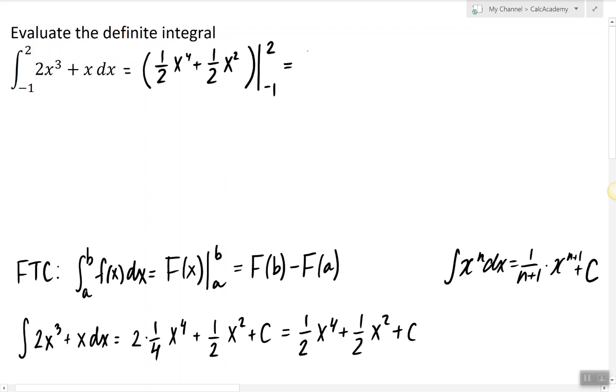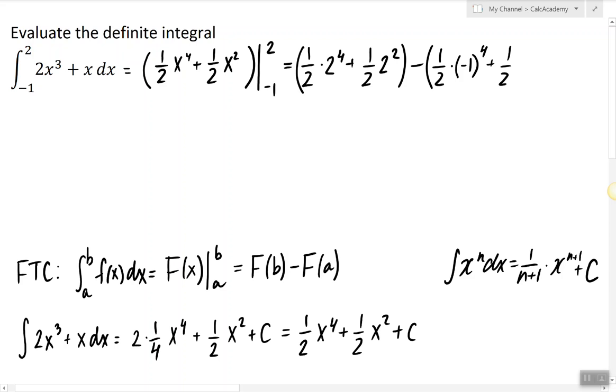That means next I'm going to plug in the upper limit into the function and then subtract the value of the antiderivative at the lower limit. And now evaluating this arithmetic expression gives us the following.